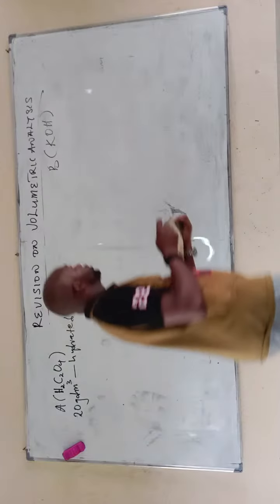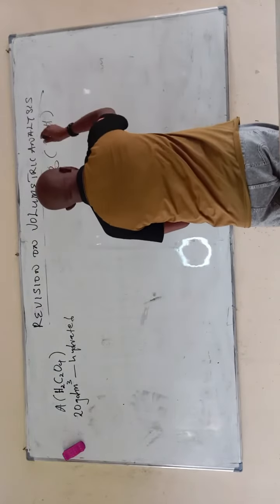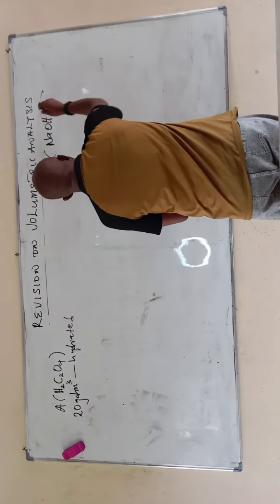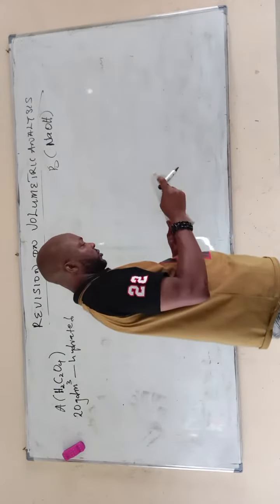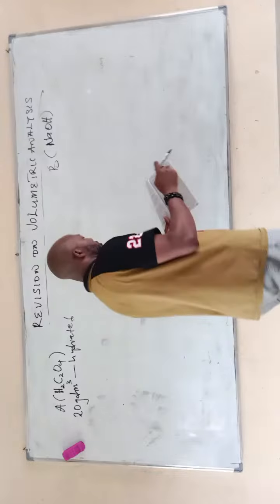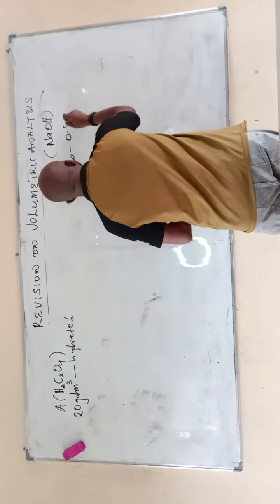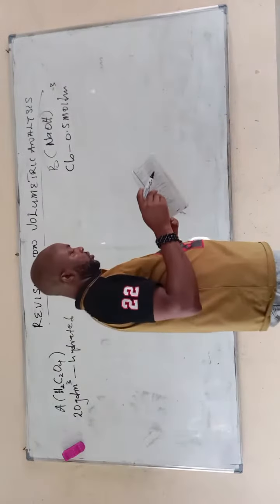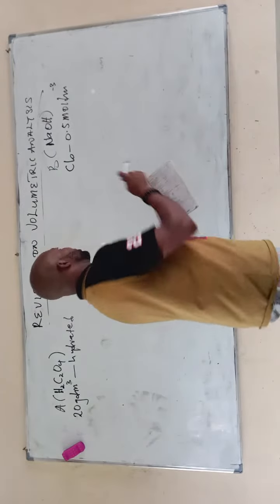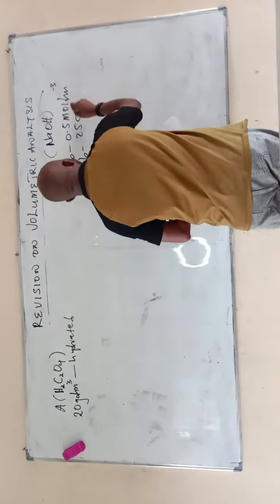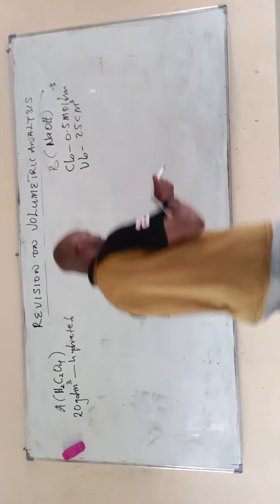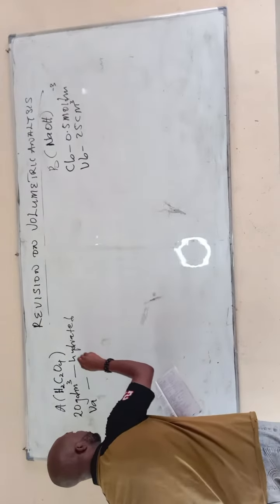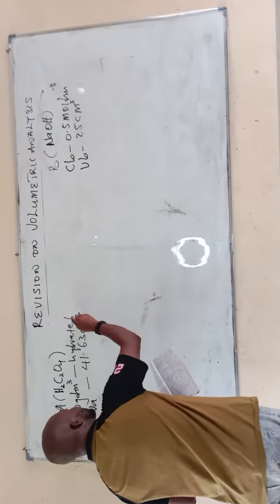Solution B is a solution of sodium hydroxide. This time it is sodium, not potassium. NaOH, sodium hydroxide, containing 0.5 mole per dm cube. So Cb is 0.5 mole per dm cube. We put A in a burette and titrate with a volume of 25 cm cube, and after that we get 41.63 as the volume of the acid.